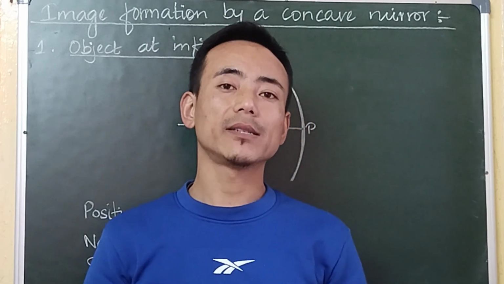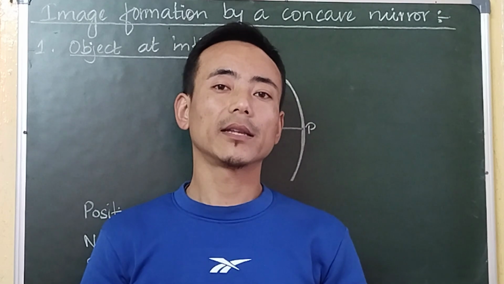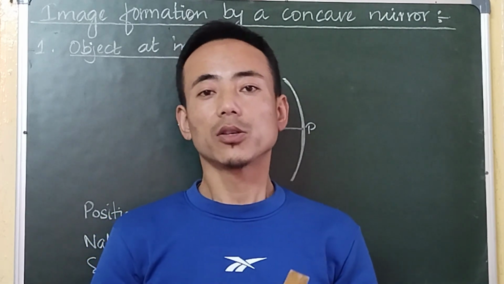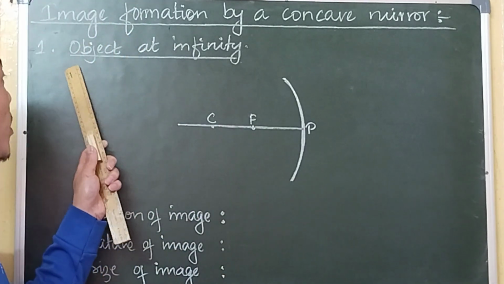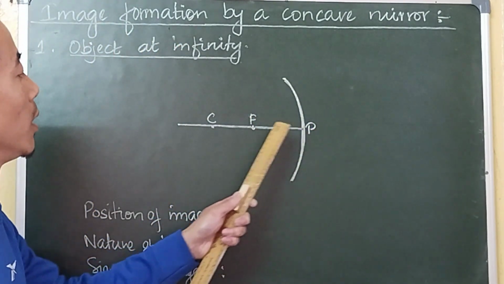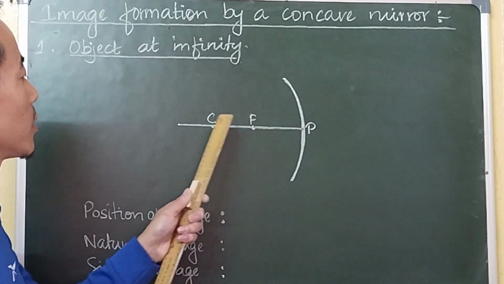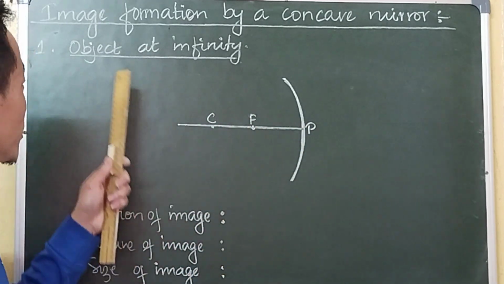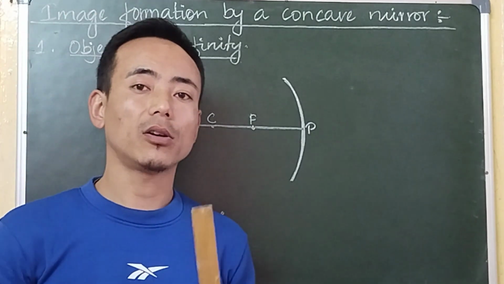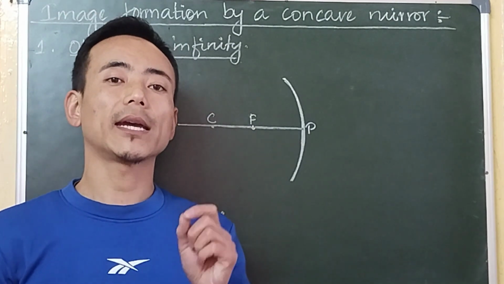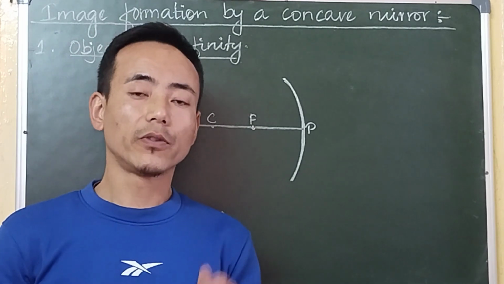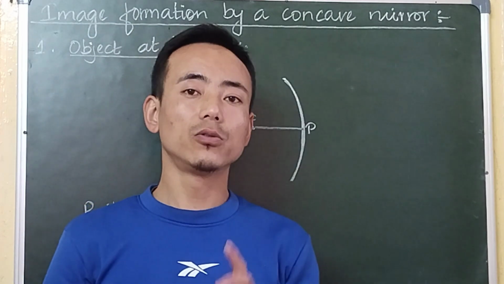Whenever an object is at infinity, we must know that the incident ray will always fall parallel to the principal axis. So here we have the first case. We are keeping the object at infinity. We have a concave mirror having pole, the center of the mirror, we have the focus, and we have the center of curvature. And we are taking that the object is at infinity. As I said, whenever we say object is at infinity, we can consider the incident ray parallel with the principal axis. For image formation, we need at least 2 rays.